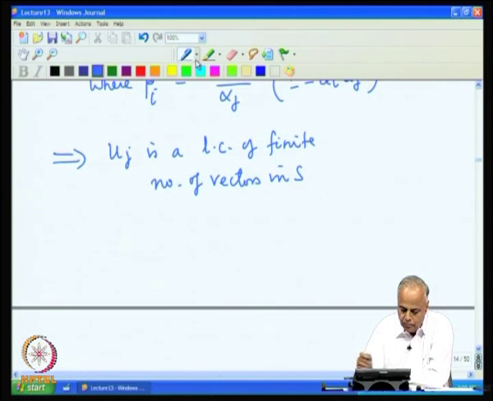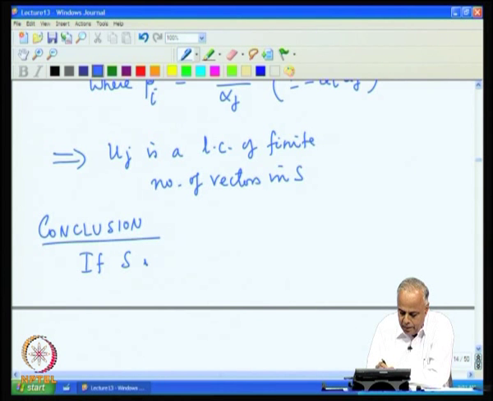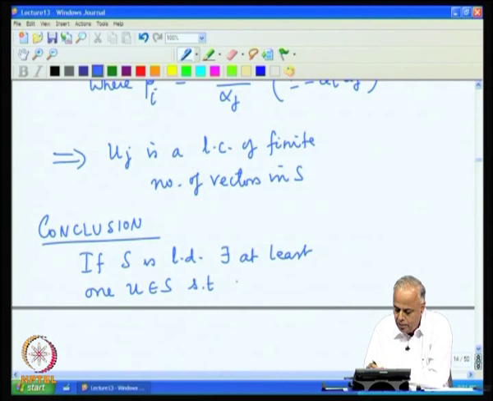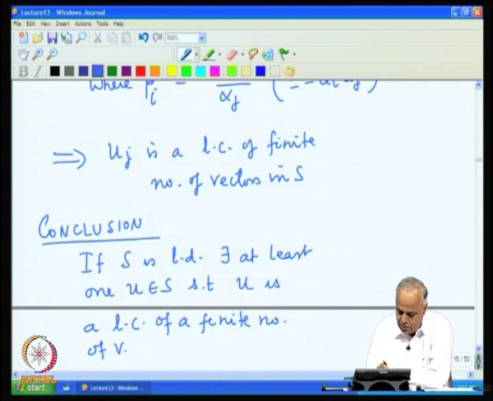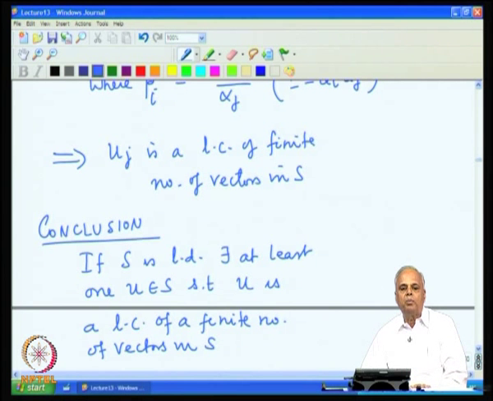So, the conclusion of this discussion is that if S is linearly dependent, there exists at least one vector u in S such that u is a linear combination of a finite number of vectors in S. So, this is the third important property of this linear independence and dependence.